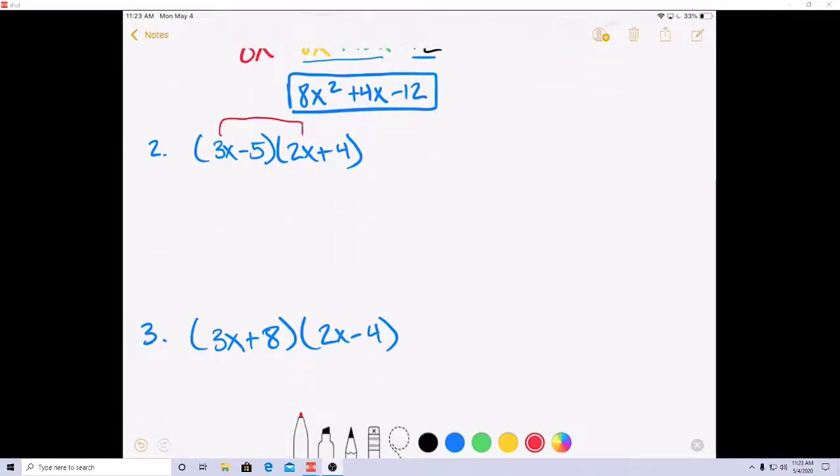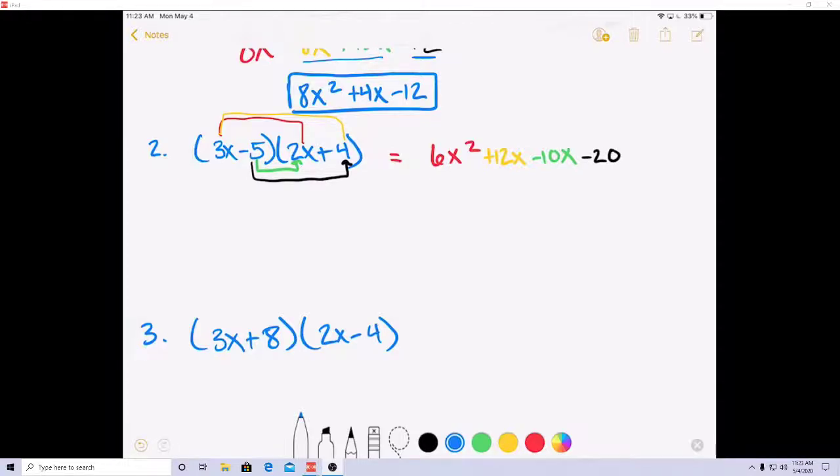First, 3x times 2x, that is 6x squared. Outside, remember it's this term and this term, always, which in this case 3x times 4 is a positive 12x. Inside is always the two right in the middle. Negative 5 times 2x is negative 10x. And then last is always the last two terms, which in this case is negative 5 and 4. The last term in each parenthesis, which gets me a negative 20.